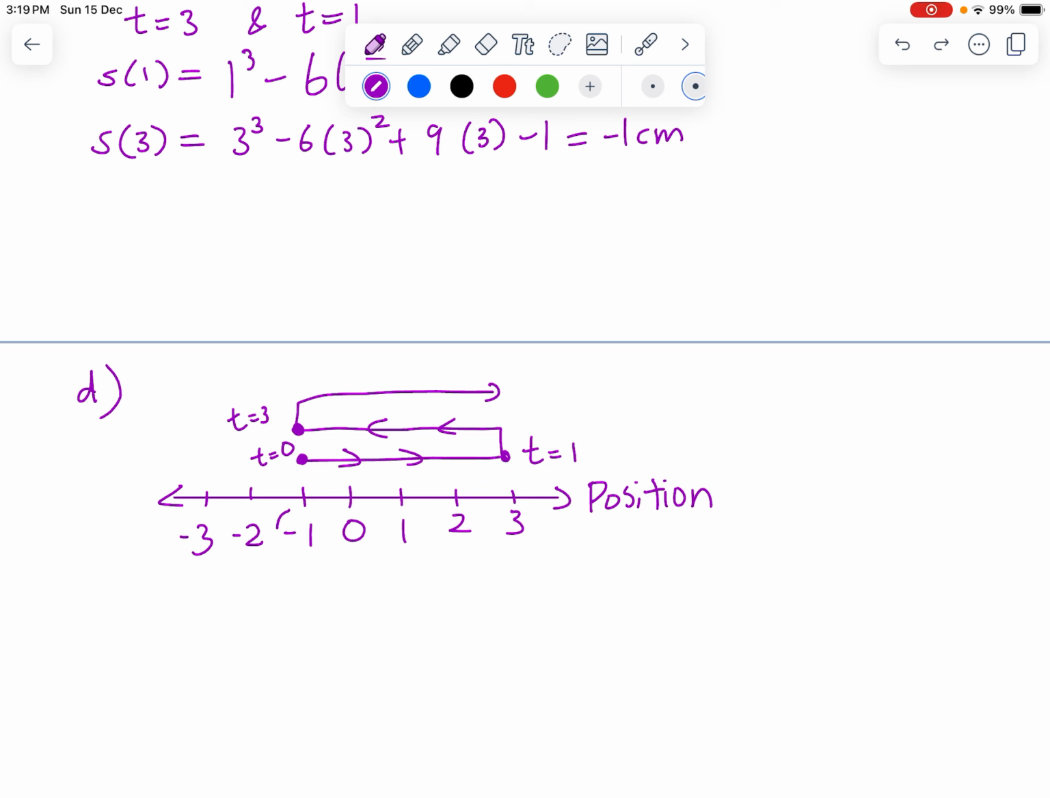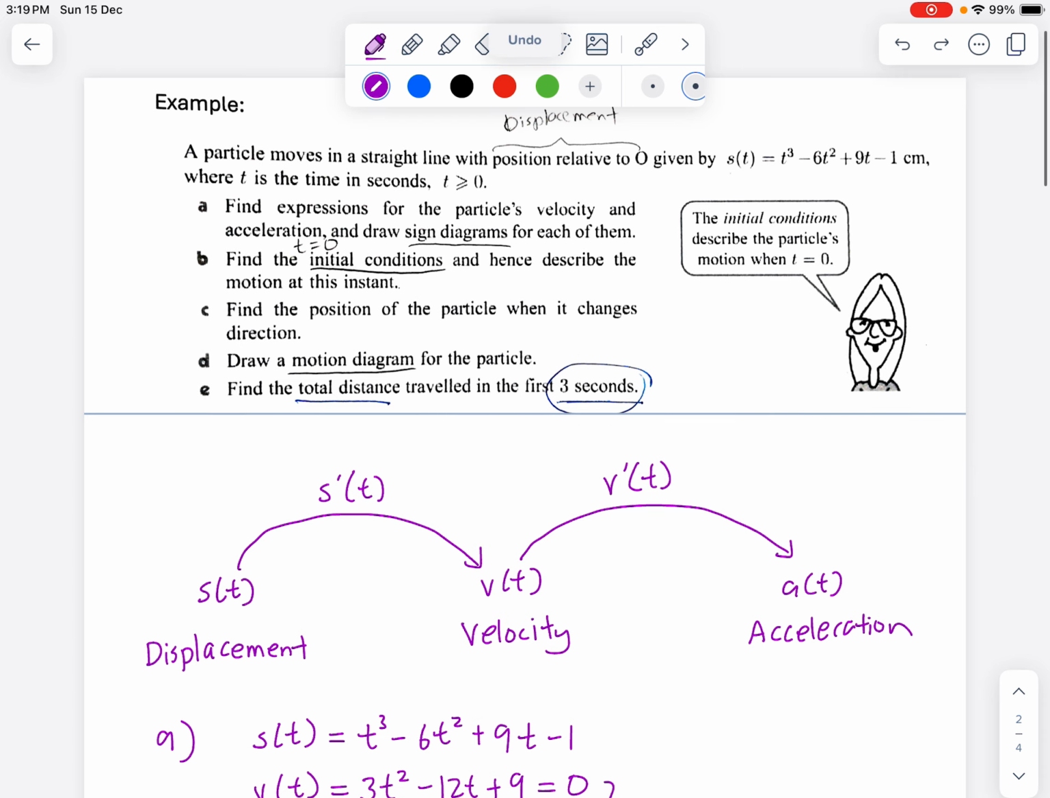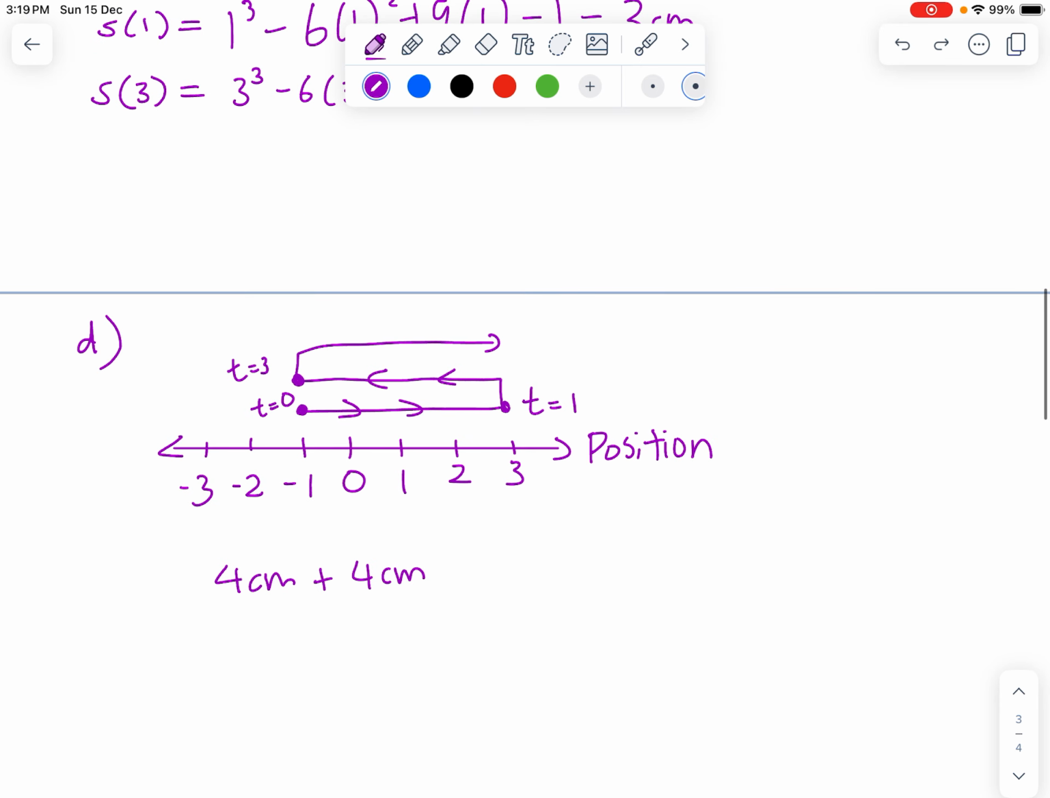From here to here, what is the total distance? So here we started at -1, and then we went on to 3. That's a distance of 4 cm. And then from 3 back to -1, that's another distance of 4 cm. And we stop there because it is asking for the first 3 seconds, at t equals 3. And so our total distance then is just going to be 8 cm. That is our distance.